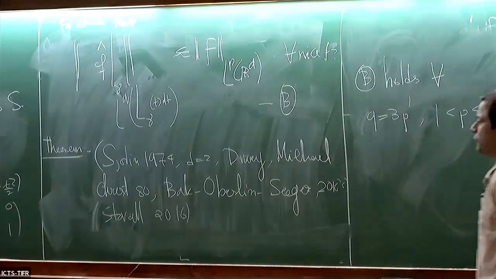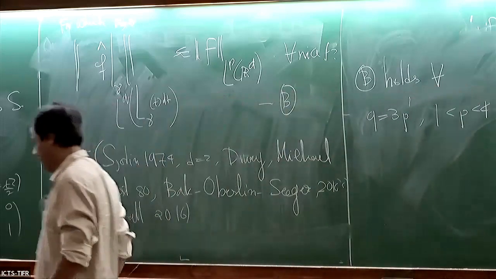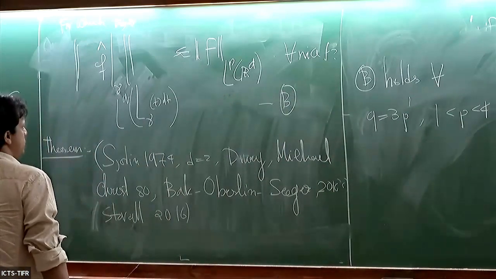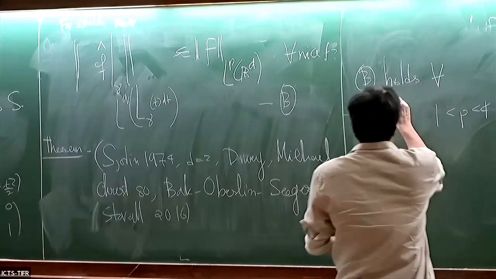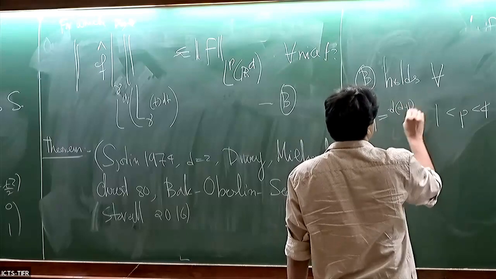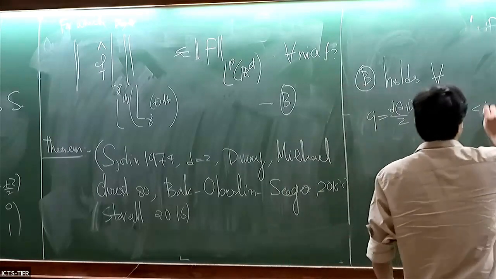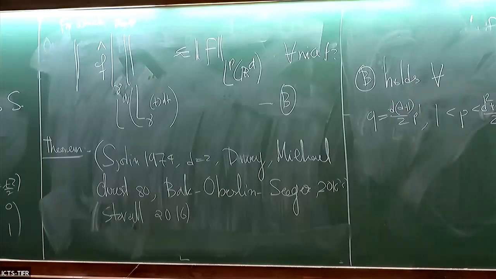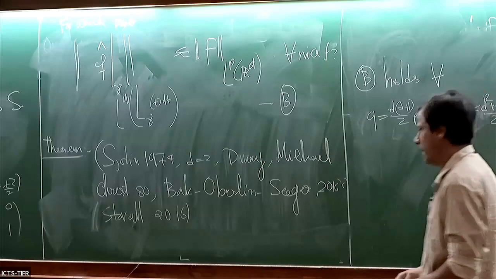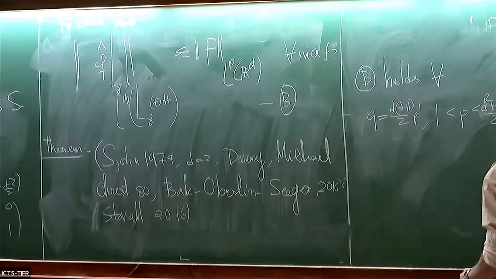In R^d, right? So this should be q equals d times d plus 1 over 2 times p prime, and 1 less than p less than d squared plus d plus 2 over 2. In dimension d, this holds in any dimension. So at least for polynomial curves, the question of Fourier restriction is almost complete, except for the endpoint.